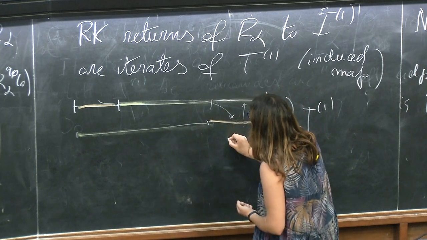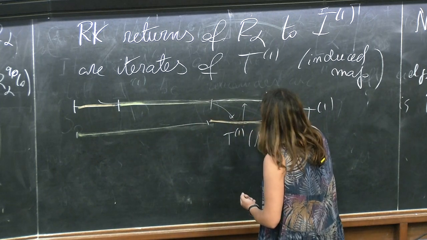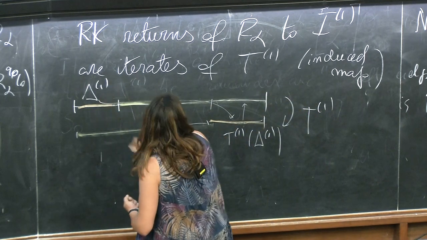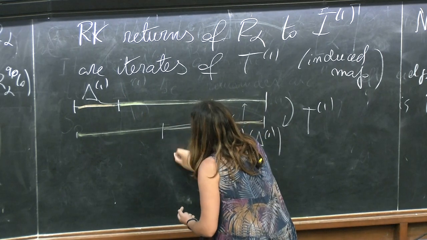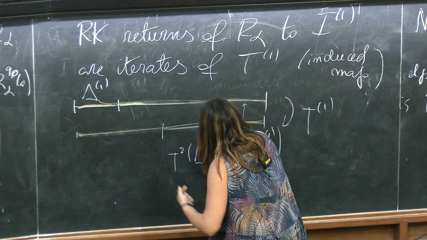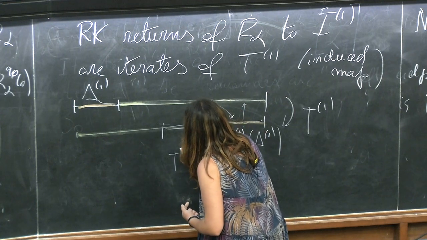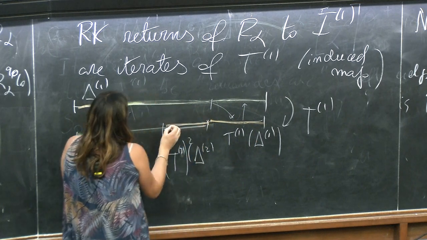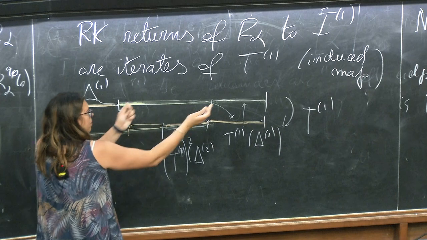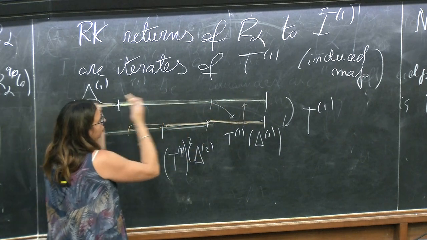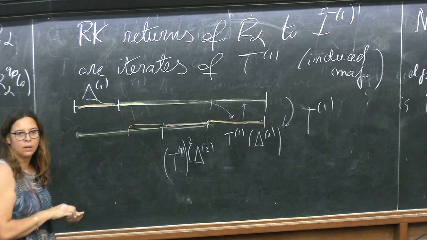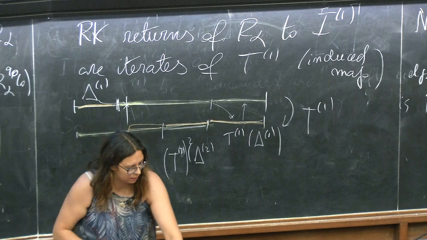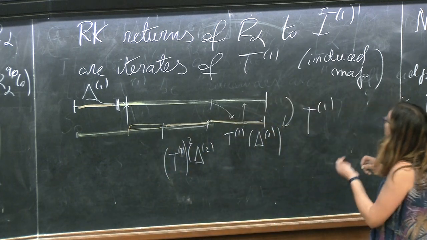Then if you want, think of it as part of 0, 1, and then you drag it along. So this is T1 of my interval delta, what was it, delta 1. This is delta 1. And then if you look at T1 squared of delta, it is a copy adjacent to the left. Basically every time that I apply T1 to the red interval, it's shrinking towards zero. And I can look at how many iterates it takes until it can fully stay inside. So for how many iterates?